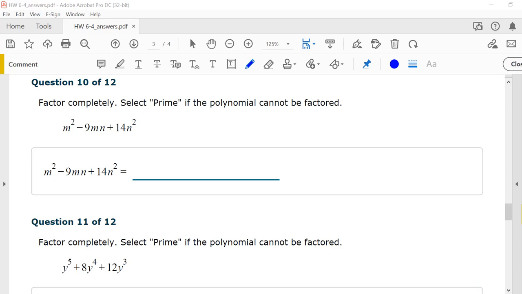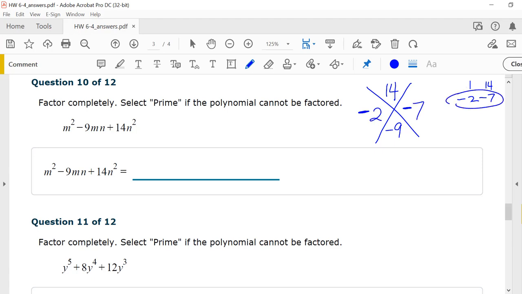Okay, here we go. m squared minus 9mn plus 14n squared. I see m squared, n squared, mn. We've seen this before. Let's go get the numbers. 1 times 14, I've got 14 up top, negative 9 down below, so they're both going to be negative. Factors of 14: 1 and 14, 2 and 7. Negative 2 minus 7 gives me negative 9.